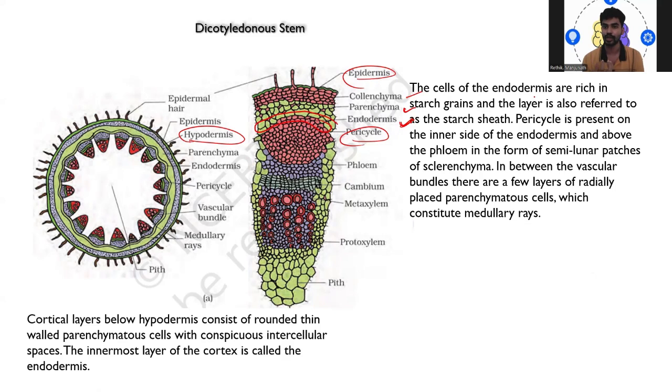The cells of this endodermis are rich in starch grains. So they are actually rich in starch grains.